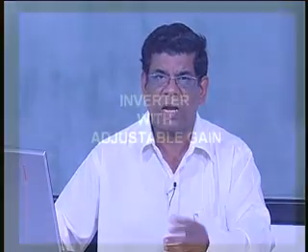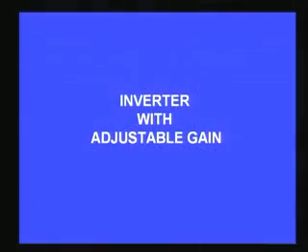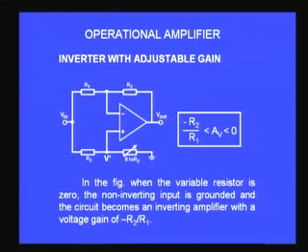Now there is also another variation of the circuit, similar to what we have already seen, that is an inverter with adjustable gain. You can change the gain of the inverter from some low value to a very high value, whatever value you want. So I am showing another application circuit of the operational amplifier, which is an inverter with an adjustable gain.